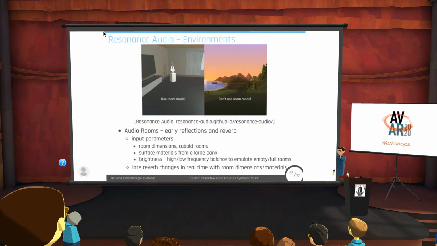This environmental acoustics is rendered within the audio room's environment that exists in Resonance Audio. And Resonance Audio, as a difference to Facebook's Audio 360, offers a large bank of surface material filters to model frequency-dependent absorption. And similarly to Audio 360, there is a parameter which can control the balance between high and low frequency content to simulate empty or full rooms. Again, only early reflections are rendered accurately, and the reverb engine renders some general late reverb that changes in real time with room dimensions and surface materials.